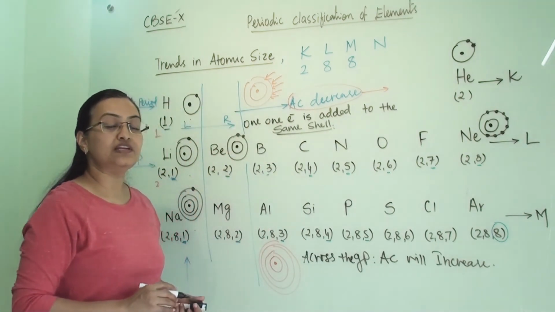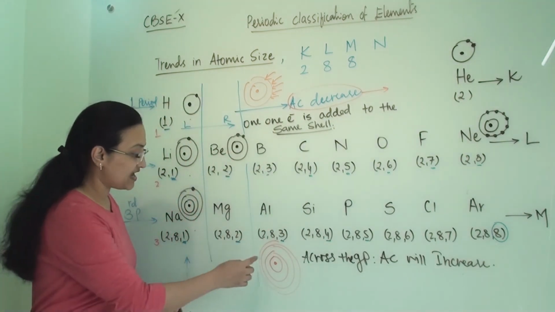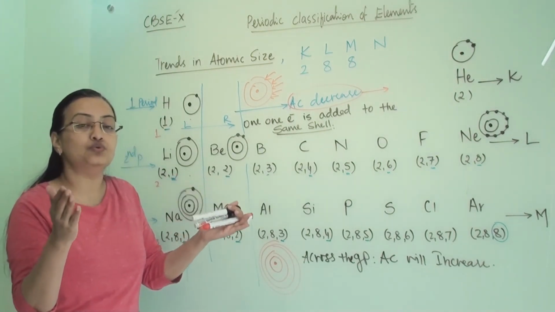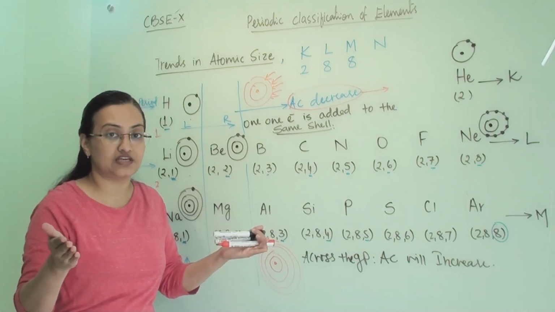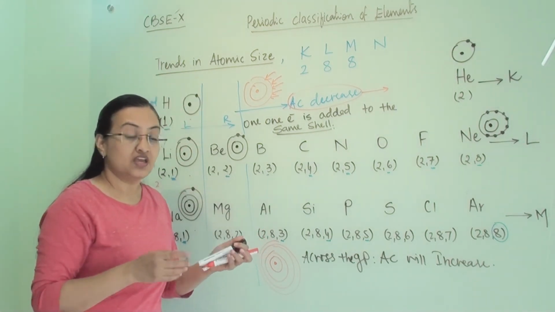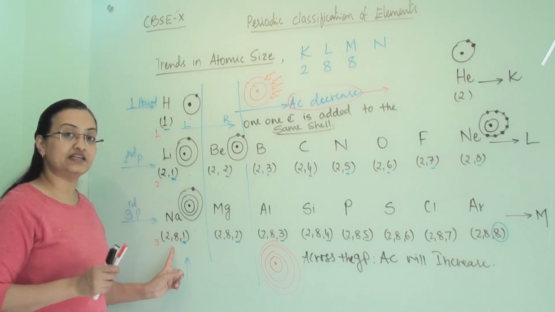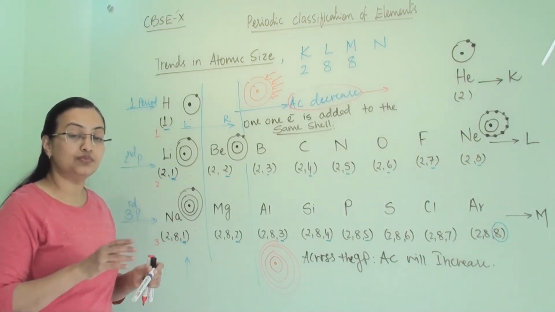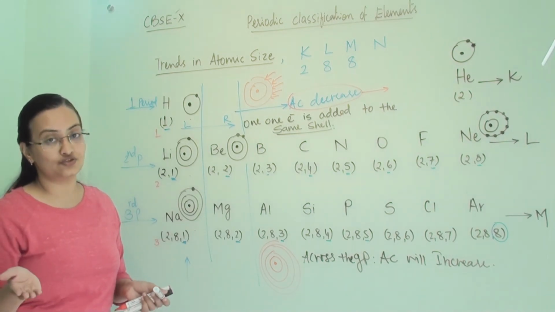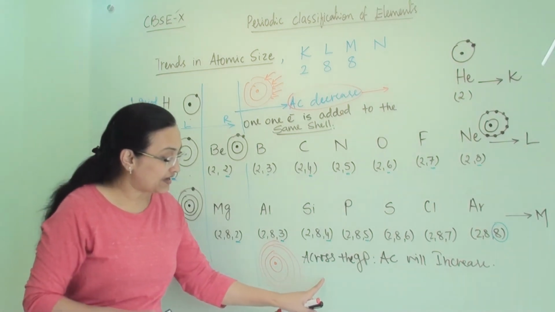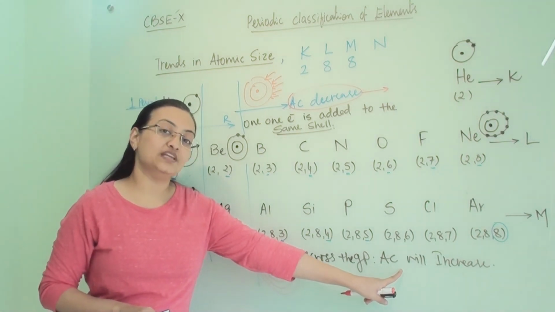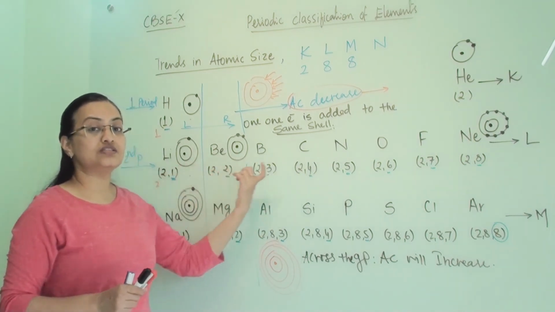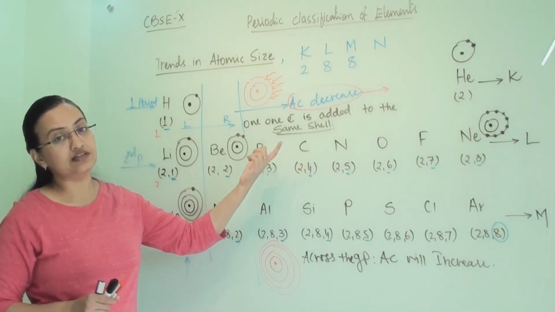Why will atomic size increase? Because here we keep on adding up the orbitals. So the distance from the nucleus will increase continuously as we are going from top to bottom. Here also the nuclear charge will increase because electrons are increasing. So nuclear charge will increase, but the distance will overcome this nuclear charge. So across the group, the atomic size will increase. And while going left to right or across the period, the atomic size will decrease.